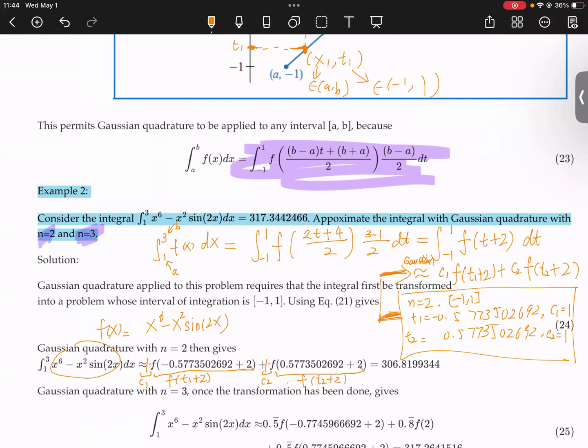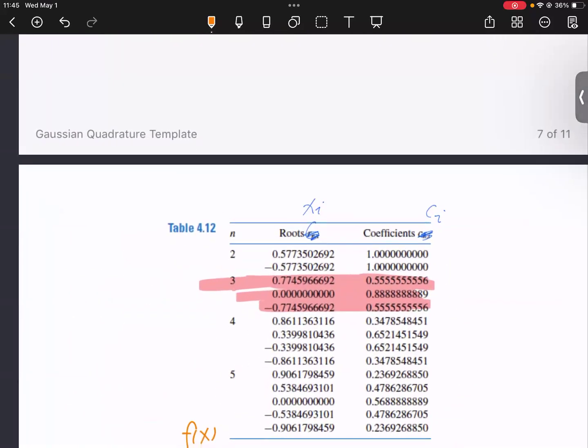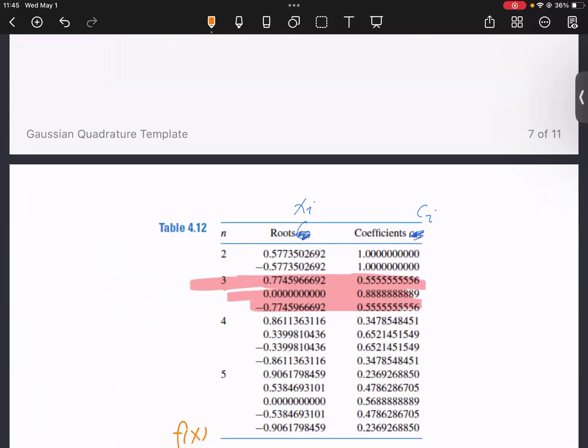And we are applying the Gaussian quadrature rule to this function. Which means that, let's see, for this function, and this is a function of t, right? At the end, we need to get the nodal points. What are the nodal points here for n equals 2? For n equals 2, we have 0.57 something, negative 0.57 something, and then the coefficients are just 1 and 1.